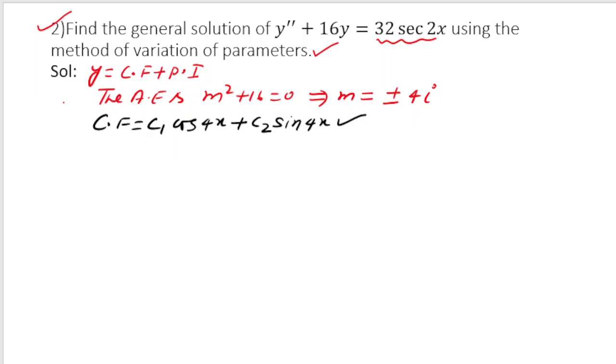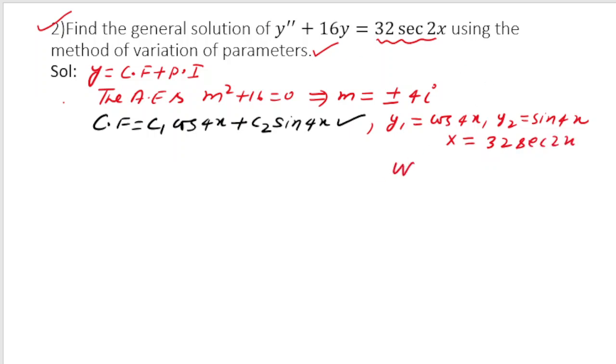If you have difficulty in writing this, watch the previous videos. Now I have to find PI. To find PI, first of all I need to identify y1 and y2. So what is y1? y1 is cos 4x and y2 is sin 4x. And what is the right hand side? That is capital X, that is 32 sec 2x, divided by 1, so that will remain 1.